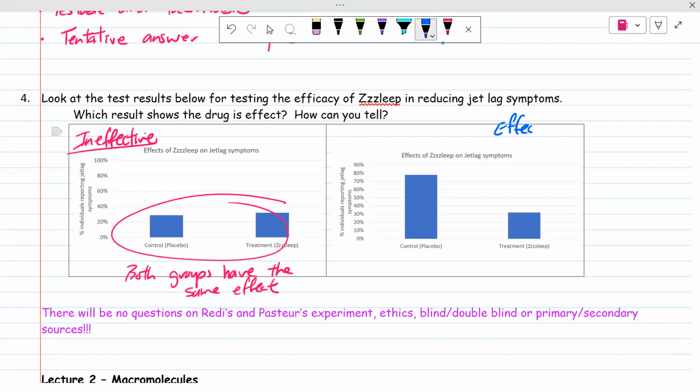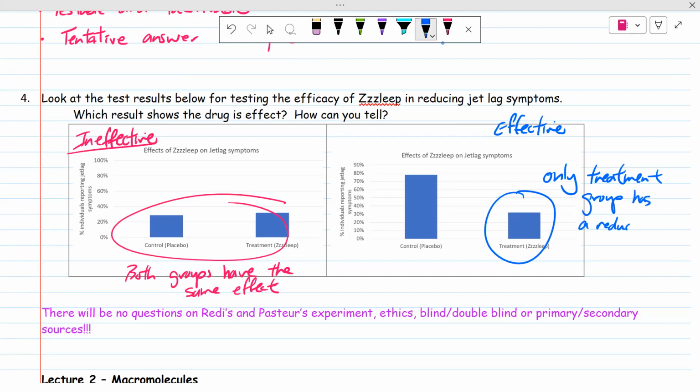This one is effective. Only the treatment group has a reduction in symptoms.